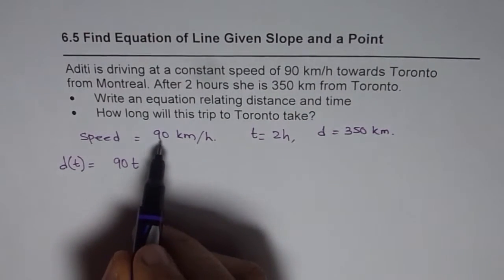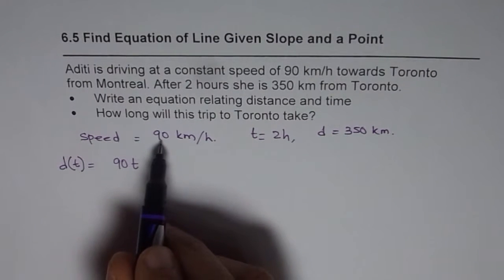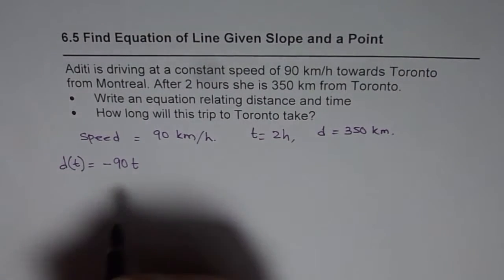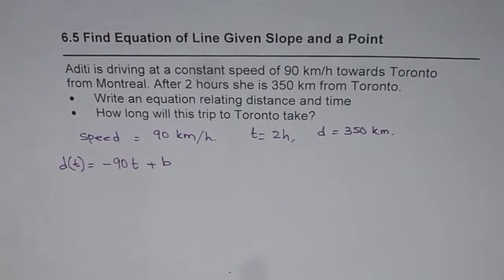Now since we are finding distance to Toronto, and since distance is decreasing, we'll take speed as negative, right? Plus we'll put this as b. We don't know what that point is.